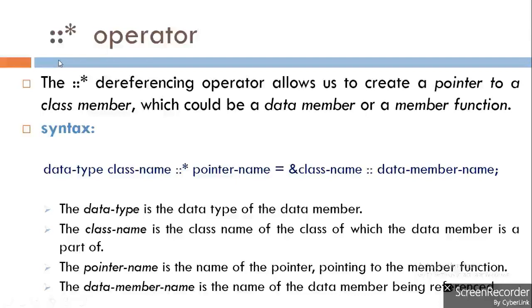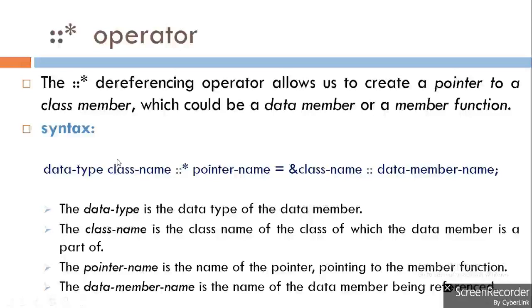So the first one is the scope resolution operator with asterisk symbol. This member dereferencing operator allows us to create a pointer to a class member, which could be a data member or a member function. The syntax to use this operator is: data type, class name, then scope resolution with asterisk symbol, and then the name of a pointer equal to address-of operator with class name, scope resolution, data member name. Here data type is the data type of the data member.